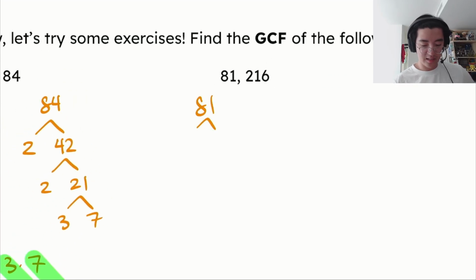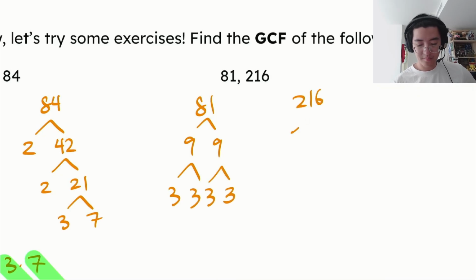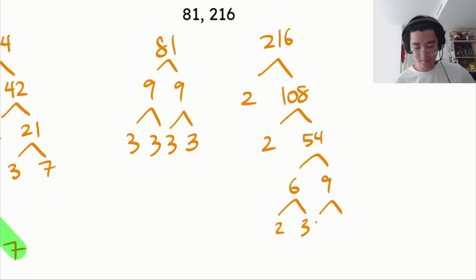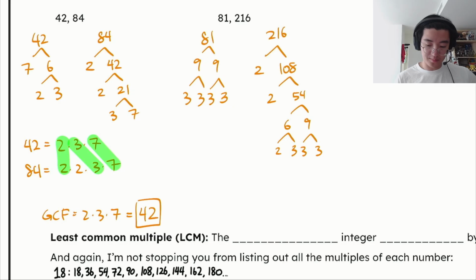Okay, try another one. 81 is 9 times 9. It's a bunch of 3's together. 216. Right, that's divisible by 2. 108. Divide that by 2 again. 54 is 6 times 9. Okay, I gotta skip some steps here.